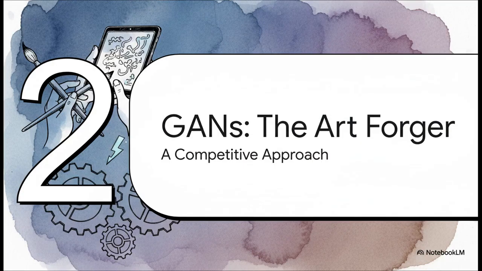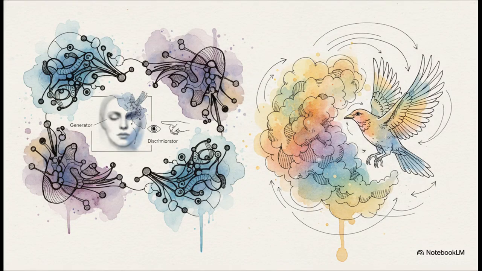Okay, let's talk about our first major blueprint. This one's a real game changer. It's called GANs, and it's basically like an AI art forger. We're about to see how a really clever competition between two AIs totally unlocked the door to creating images that look incredibly real.